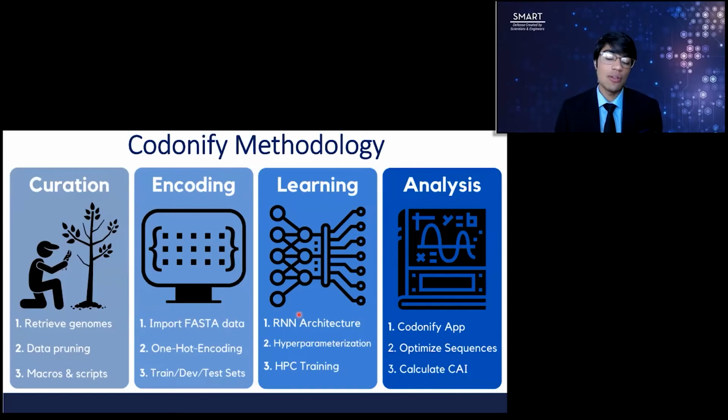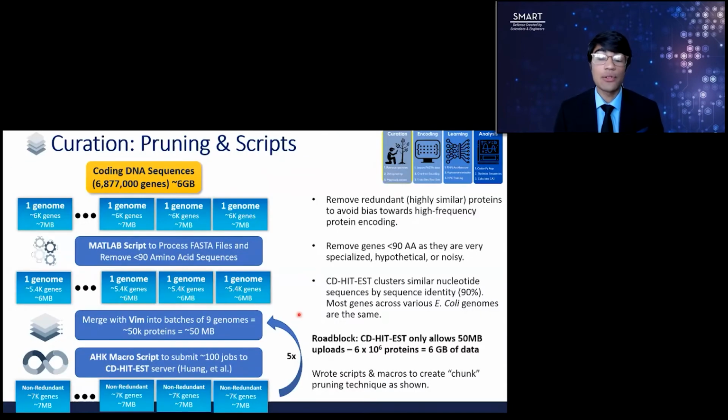My methodology was split up into 4 main parts: curation, encoding, learning, and analysis. In the curation step, I retrieved over 6.8 million genes from the National Center for Biotechnology Information, or NCBI. However, I noticed something. A lot of the genes that were present were redundant and/or hypothetical. This is where I ran into my first engineering roadblock.